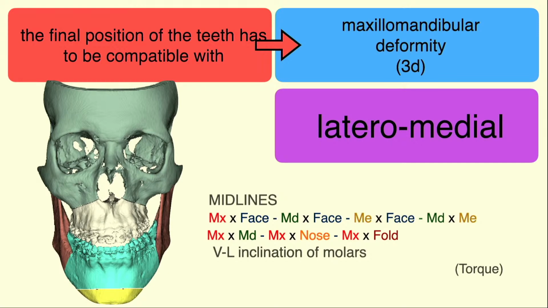When I'm looking at the patient from the lateral and medial point of view, we have to see all the midlines. So the midlines from the maxilla with the face, with the mandible, the chin, the maxilla with the mandible, the maxilla with the nose, and the maxilla with the fold. I have to see all the midlines.